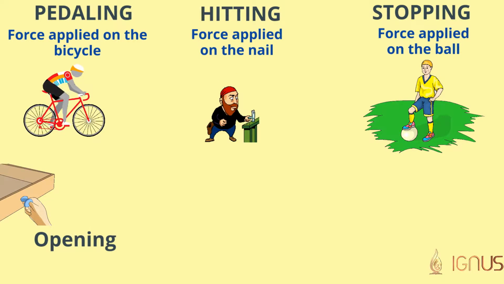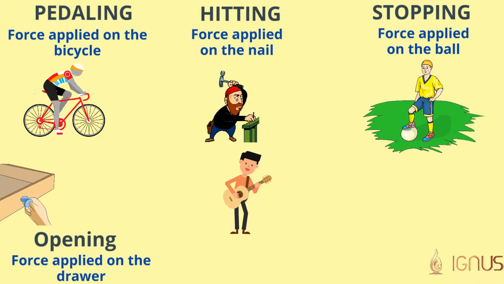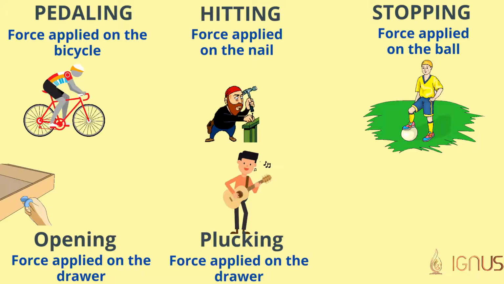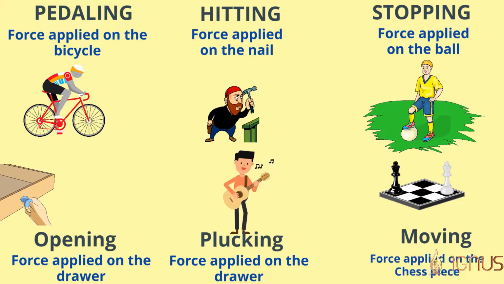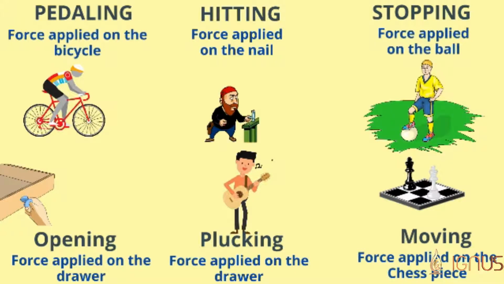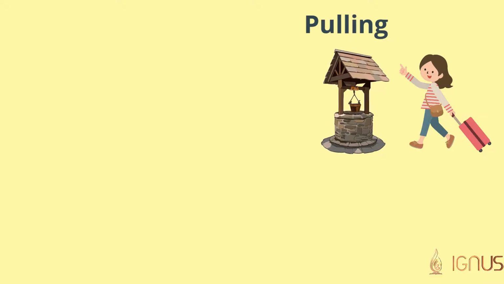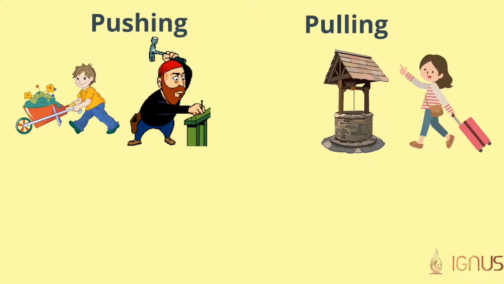Opening a drawer, plucking a string of a guitar, moving a piece on a chessboard are some of the other actions performed on objects. So performing these actions on the objects is nothing but applying force on them. We can categorize all these actions into two basic ones, namely pushing and pulling. For example, we pull the knob of the drawer to open it.